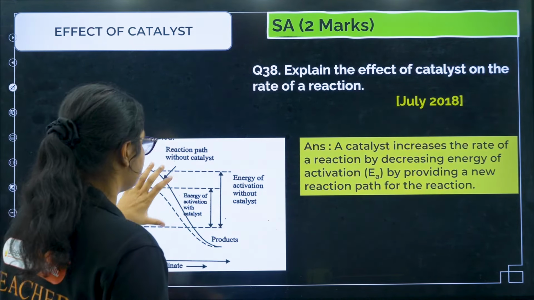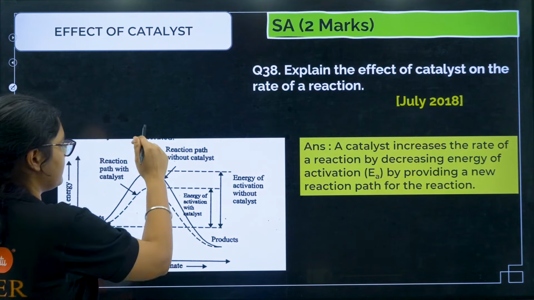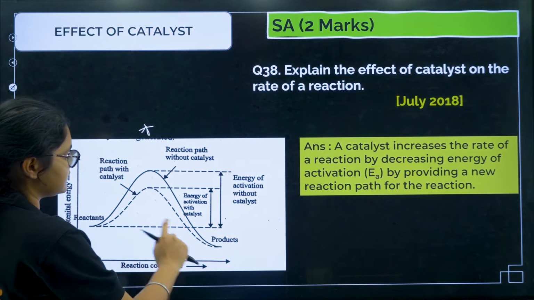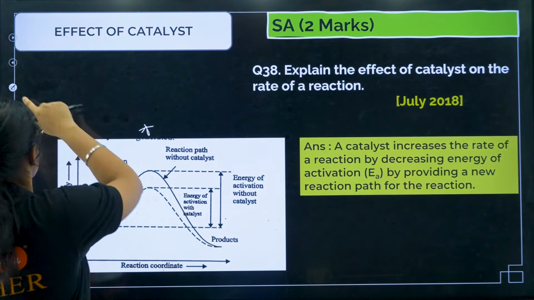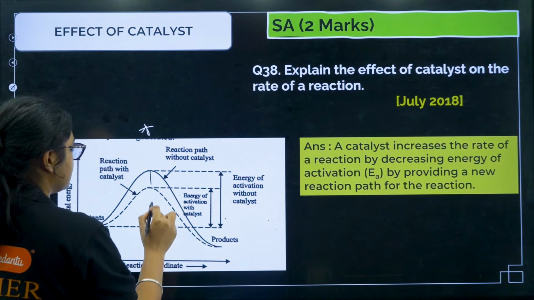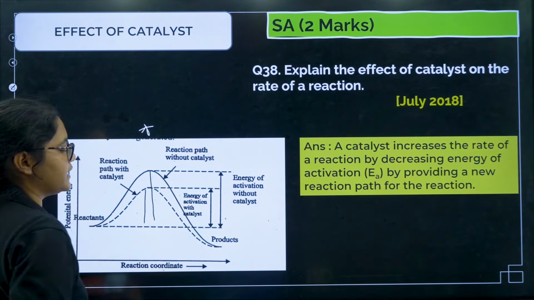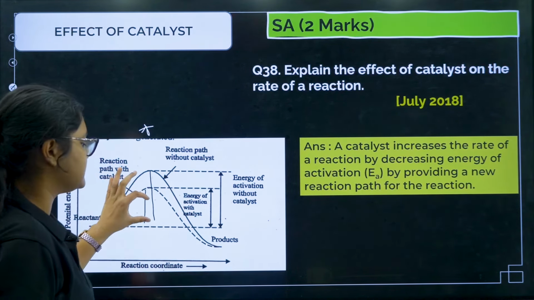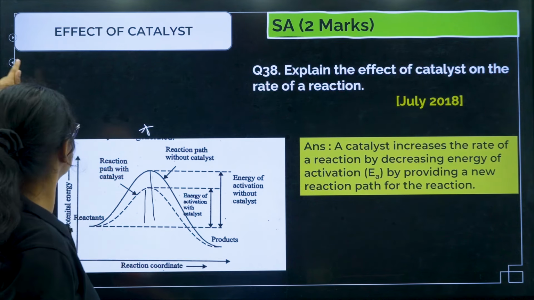Okay, and you have to draw this diagram. This is a very important diagram. Okay, so when this is the rate constant at... this is the activation energy without catalyst. This is the activation energy with catalyst. So activation energy decreases, so definitely rate will increase.